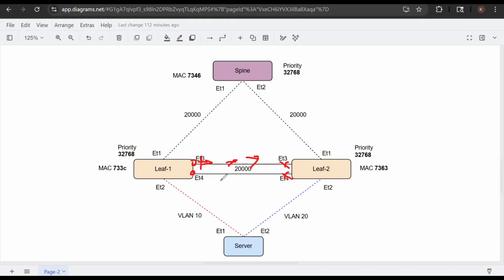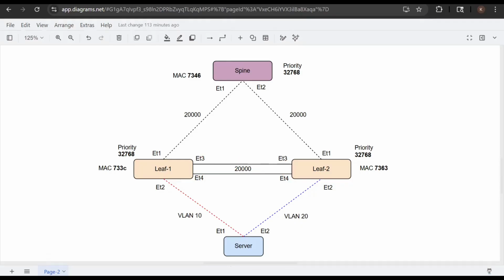Let's say the TX has failed on ET3 and ET4. Let's say I have a duplex cable and one of the fibers is faulty. So ET3 is not sending any BPDUs. What happens? The alternative port, if it does not receive BPDU for a certain time, will transition to forwarding state. That is the default behavior of RSTP. So that is what we are seeing here.